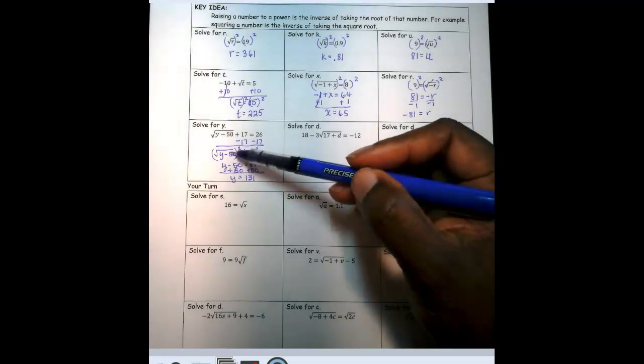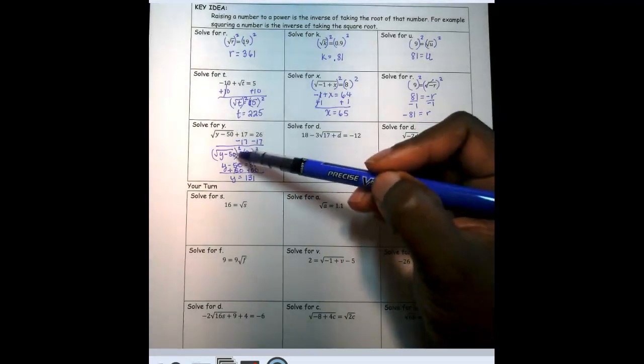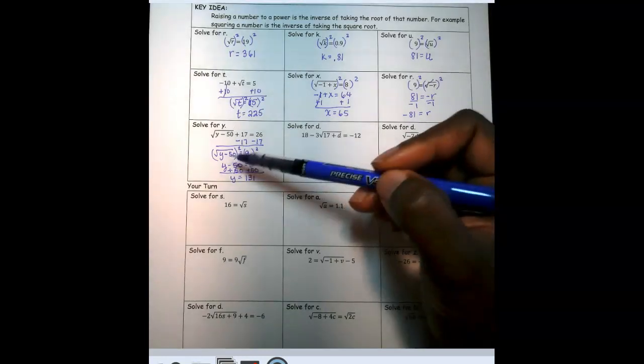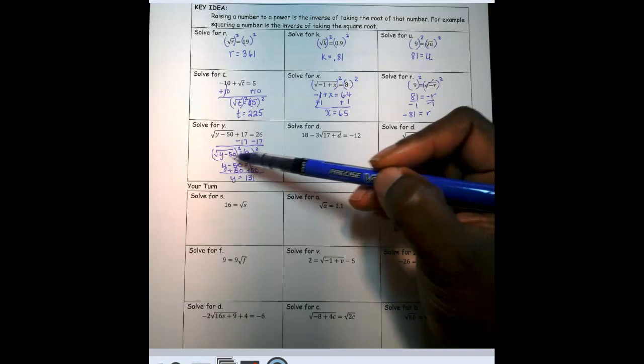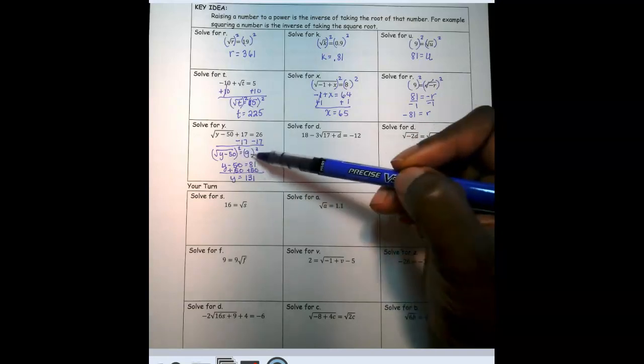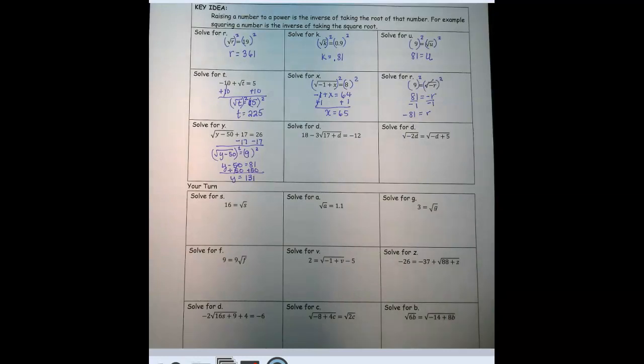Now, if you are ever in doubt, you really can check these. If I did 131 minus 50, I would get 81, right? And the square root of 81 would be 9. So you can check these simply by substituting whatever you said the answer was.